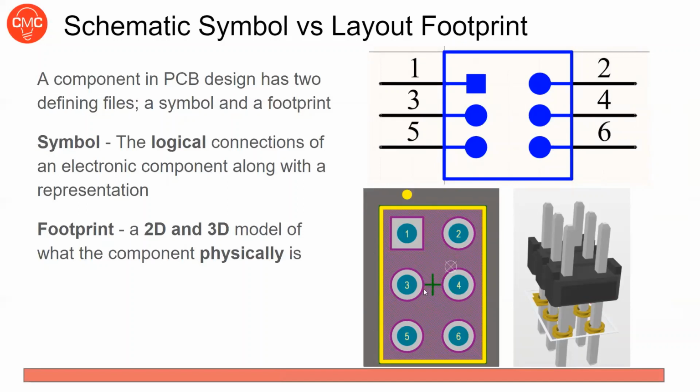Whereas the footprint is both a 2D and 3D model of what the component actually physically looks like, right? So this is what a connector looks like. You're telling it this is what it is. And you can get these CAD models. DigiKey has a lot of them, and manufacturers often provide CAD models for this purpose. And then you're telling it, okay, when I put it on the board, I need these pads for it to connect to.